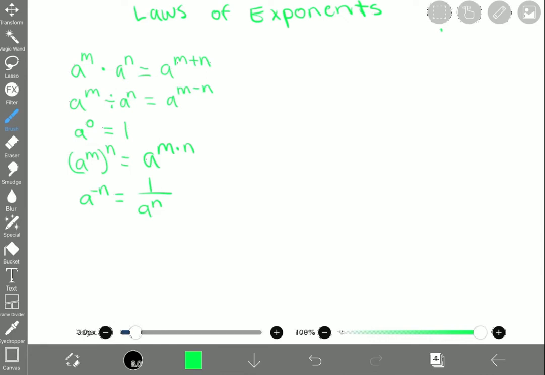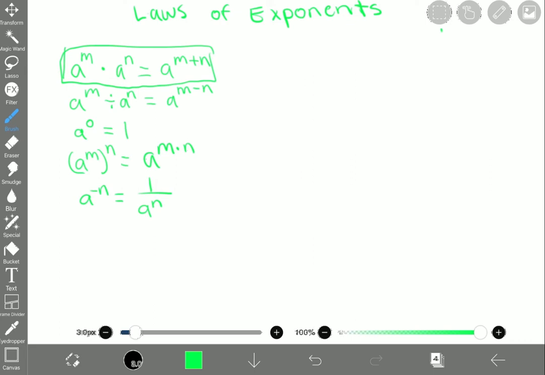STEM Choir here, and today we're going to be learning about the laws of exponents. There are 5 laws, and we have to remember these when we're working with exponents just to make our lives a lot easier. The first law is a^m times a^n equals a^(m+n).